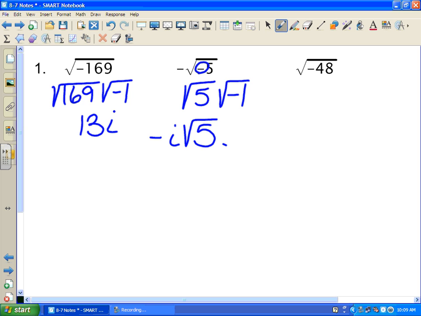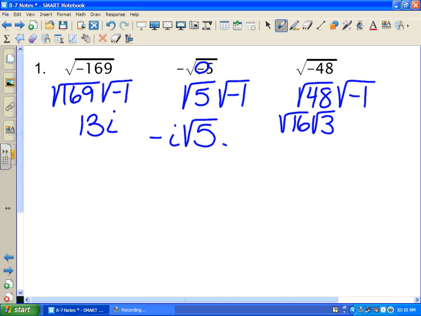Okay, so radical negative 48. So radical 48 times radical negative 1. And you don't have to do this every time. I'm just showing you where it comes from. So obviously the answer is going to have an i, but what about 48? Radical 48. How do you simplify that? Radical 16 and 3.